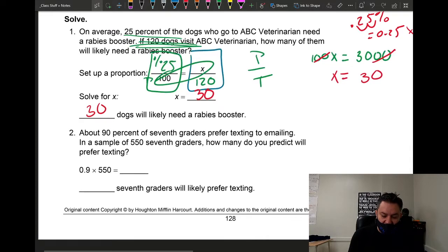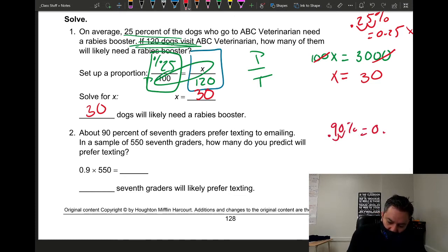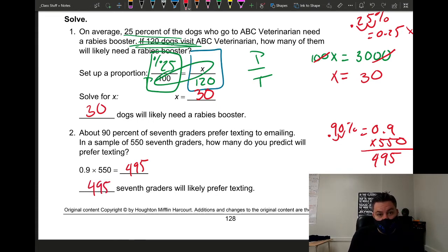It says about 90% of the 7th graders prefer texting to emailing. 90% of the 7th graders. Now, if there's 550 students, how many will you predict will like texting better than emailing? So all we gotta do is 90%, convert that to decimal. So this will be 0.9 times 550. When you multiply 550 times 0.9, you get 495 students. So 495 students will likely prefer texting.